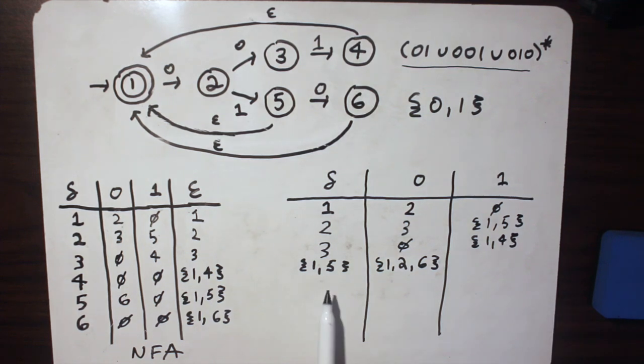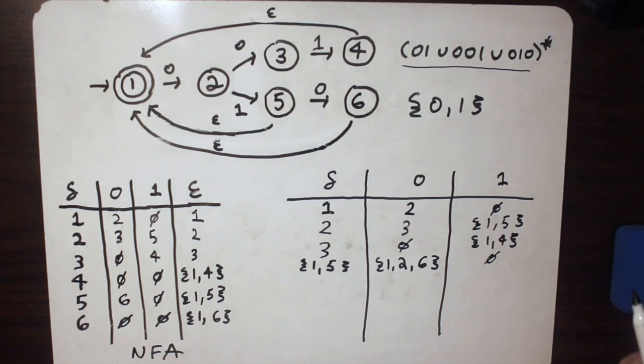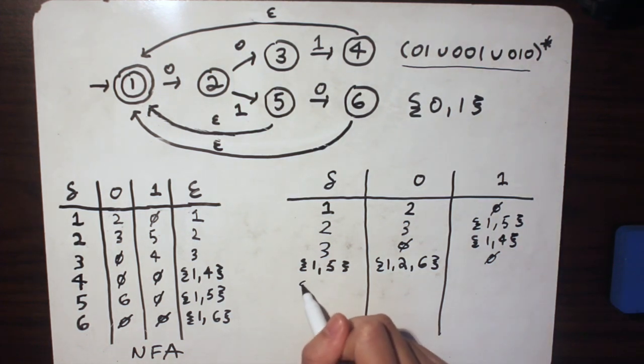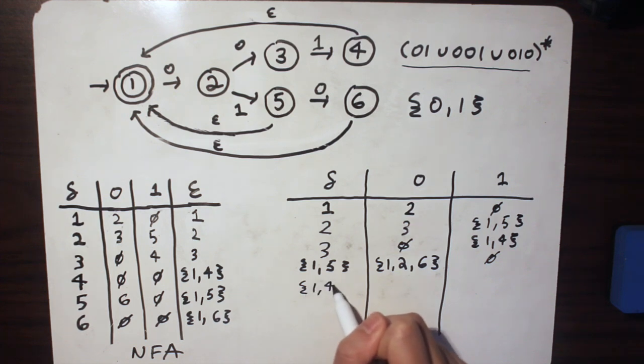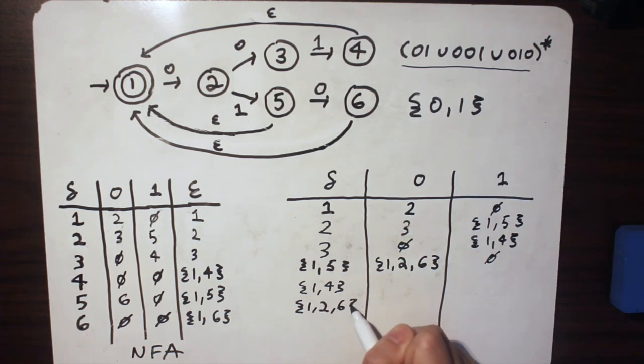Now we're going to do the same thing on an input of 1. So go over here, check, we have an empty set, so we're just going to move on. We have another empty set, put an empty set. So at this point, we've introduced some more new states that we need to map out. So I'm going to make a row for all of those states. So we have the 1 and the 4, and the 1, and the 2, and the 6.